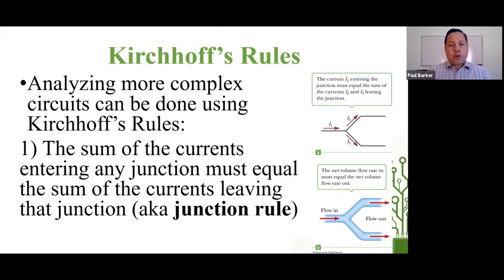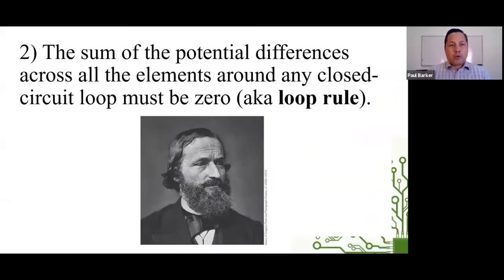So the first rule I want to talk about is the junction rule. The slide states that the sum of the currents entering any junction must equal the sum of the currents leaving that junction. That is the junction rule. Next, we're going to talk about the loop rule. The sum of the potential difference across all the elements around any closed circuit loop must be zero.